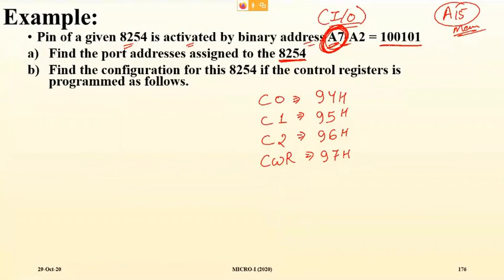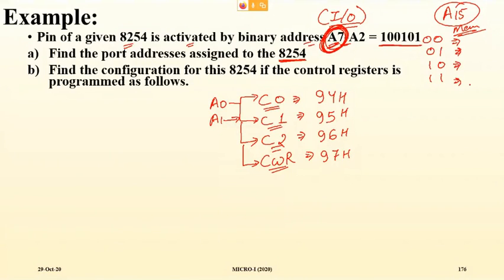And here, the partial address is provided to you, A7 to A2. But we know A0 and A1 are used to decode these addresses. So if you put 0 0, 0 1, 1 0, and 1 1, clear? 94, 95, 96, 97. These are the addresses of the counters and control word. Anyone having any difficulty? No.